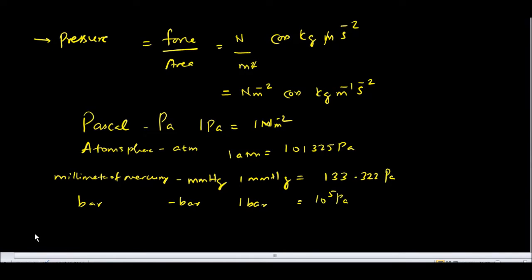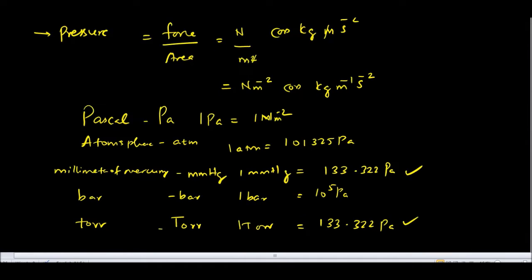And the other one will be the torr, expressed as capital T-O-R-R. This is the representation of the torr, and 1 torr will be equal to 133.322 pascals. It clearly shows that mmHg as well as torr are equal to each other based on this relationship.